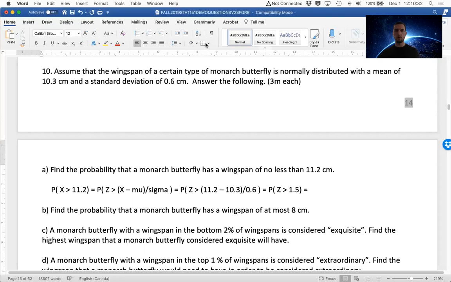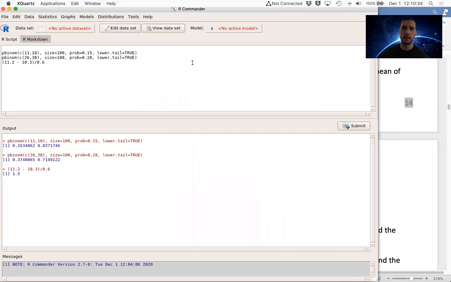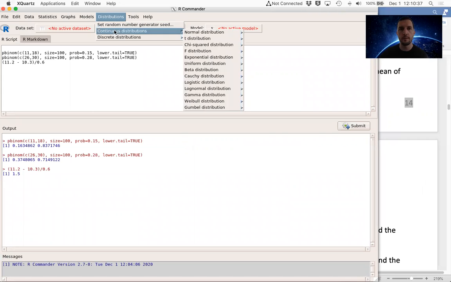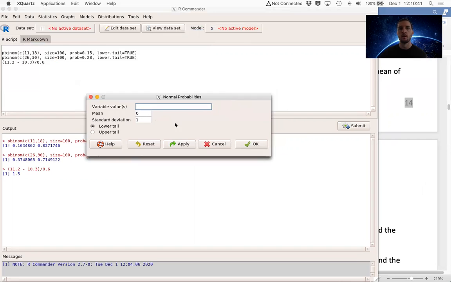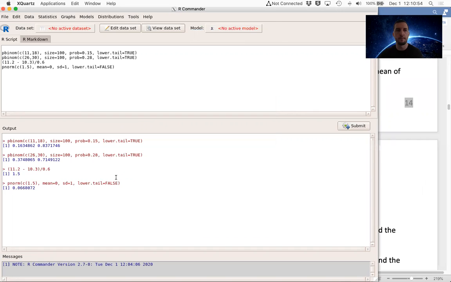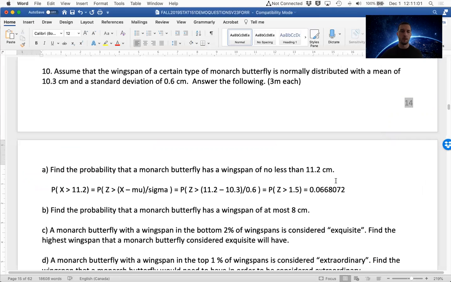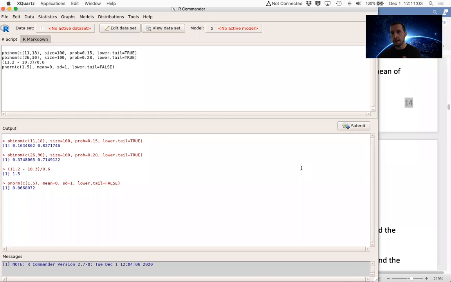Now what we can do is two things. In RCMDR, we can go Distributions, Continuous, Normal Probabilities. If we want to use the standard normal, we've already converted to a Z-score. So here we would just type in 1.5, and then we would click upper tail because we want the probability of being greater than 1.5. That gives us 0.0668072.